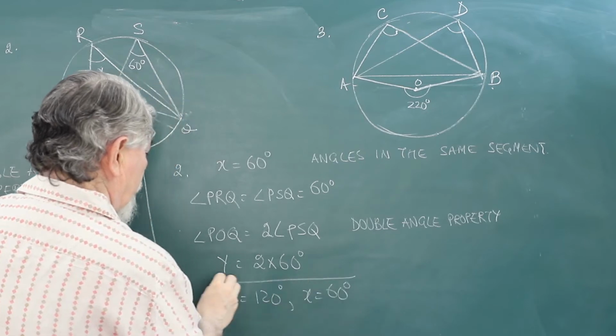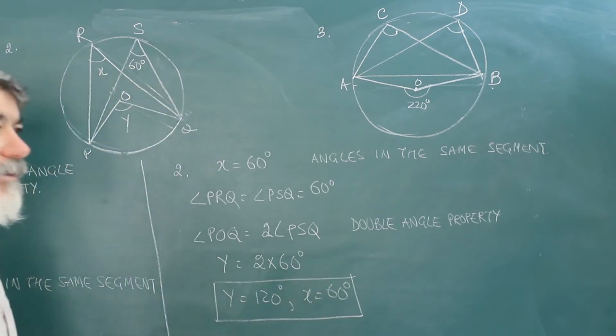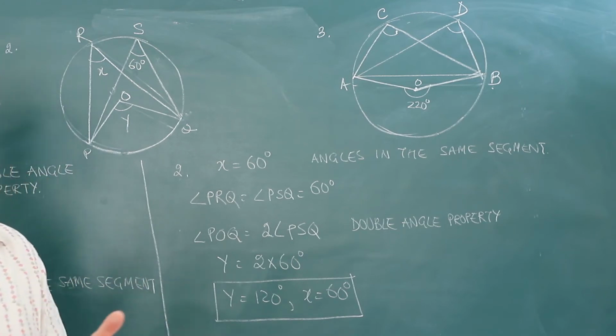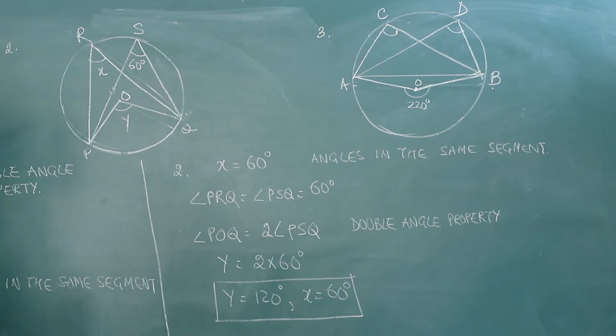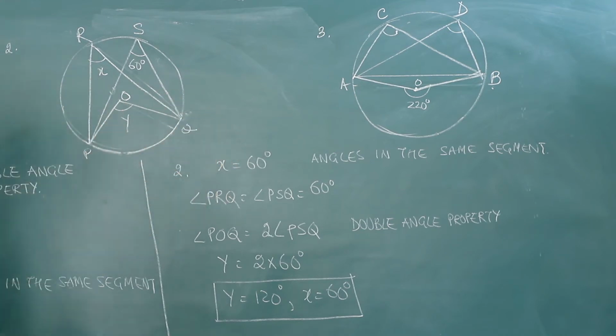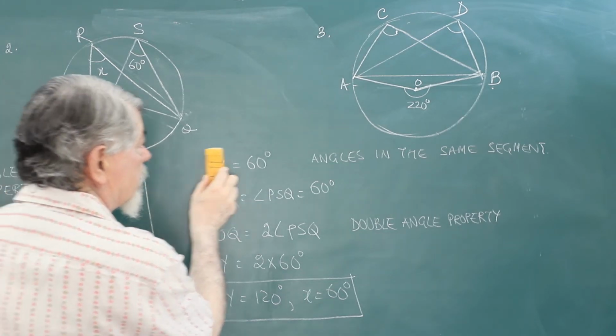So we are using two properties, the double angle property and the property that angles in the same segment of the circle are equal. This was question number 2. Now we will look into question number 3 and I'll have to rub out this.